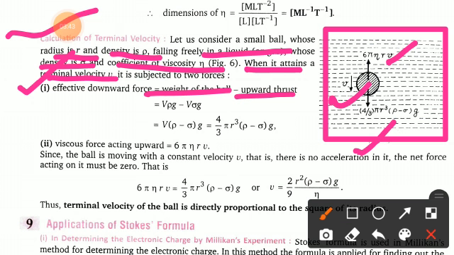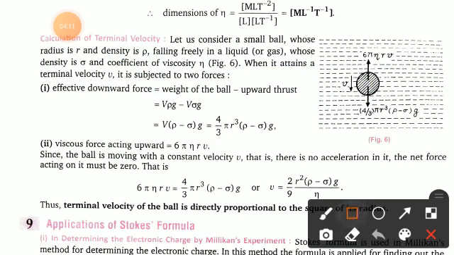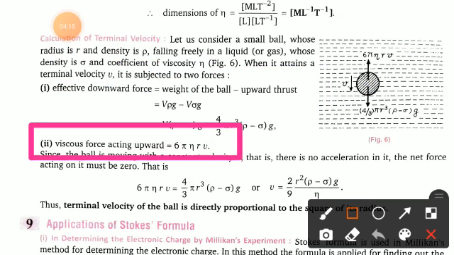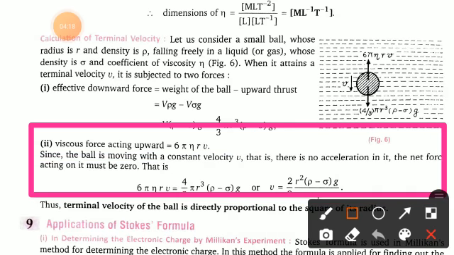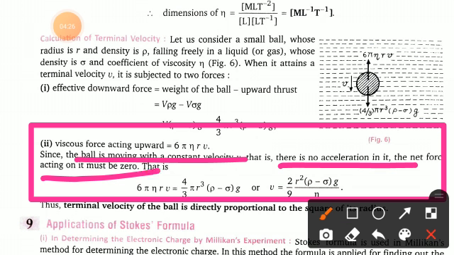So you can write V rho g minus V sigma g. If you take the common terms, it comes out to be equal to how much? In place of V, the volume of a sphere is how much? 4 upon 3 pi r cube. So we put the value of volume, that is 4 upon 3 pi r cube, multiplied by rho minus sigma, multiplied by g. And you also know very well the viscous force acting upward, that is how much? This is the viscous force, your 6 pi eta r v from the Stokes law I told you. So finally, since the ball is moving with a constant velocity v, there is no acceleration in it, so the net force acting on it must be 0.